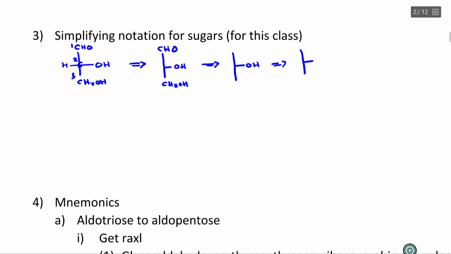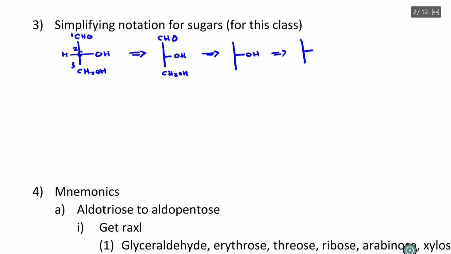Now I'm going to show you another one. This is a ketose, and it has the ketone on the number 2 functional group, like this, and then a CH2OH, like that. So this is, if I remember right, erythrulose, D-erythrulose, and I'll get into the names in a little bit.